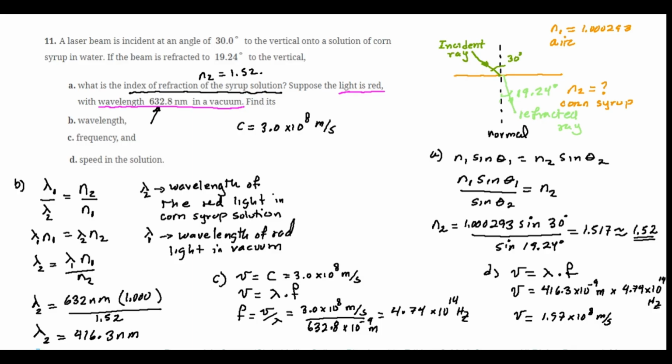But when you go from vacuum to another medium, there is a decrease in the speed of light. So the speed of light went from this 3.0 times 10 to the 8 meters per second to this 1.97 times 10 to the 8 meters per second. So there is a significant reduction of the speed of light in the aquarium.